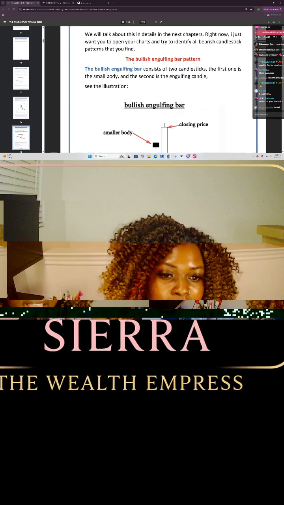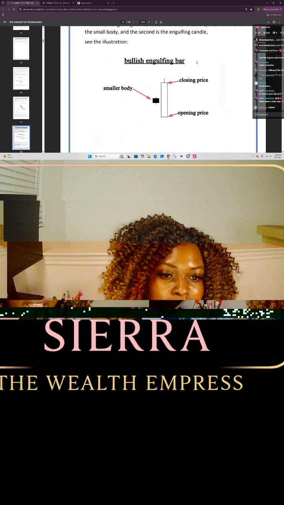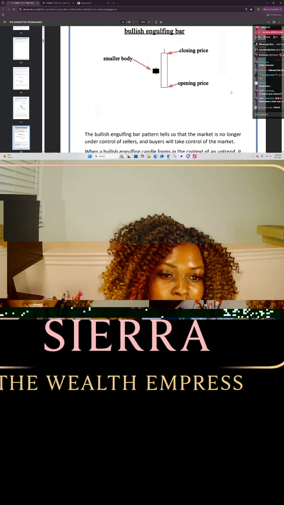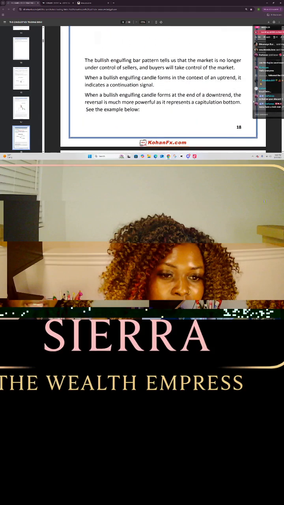All right, so we did that. The bullish engulfing bar pattern. The bullish engulfing bar consists of two candlesticks. The first one is the small body, and the second is the engulfing candle. Exactly the same as the bearish, right? But it's bullish, right? So you'll have your smaller candle, and then you'll have your bigger candle, okay?